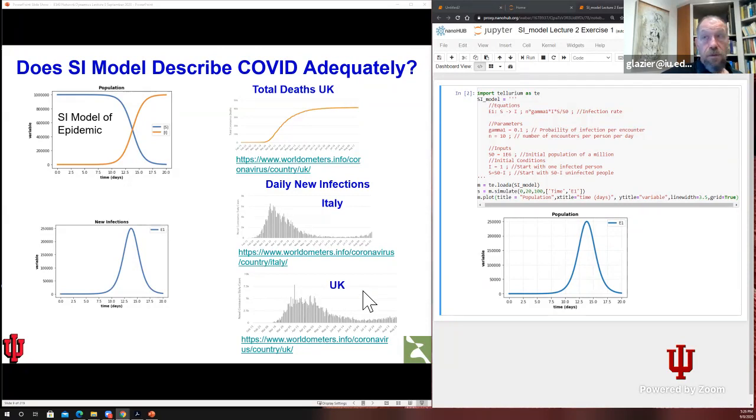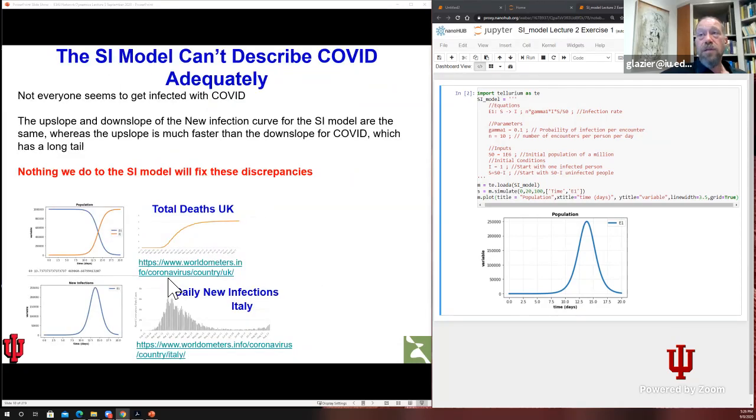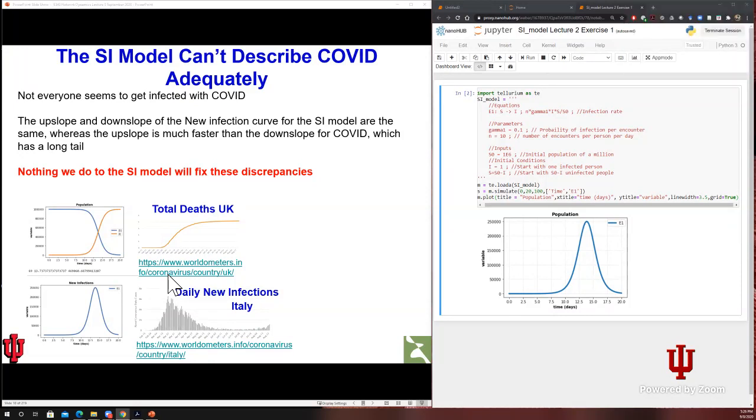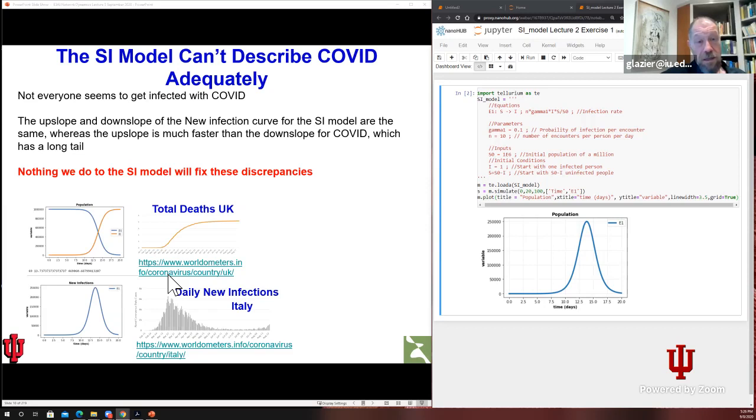But the basic shape of this curve is not symmetrical. And nothing we do to this simple SI model is going to make this curve asymmetrical. Not possible. And so we're fundamentally stuck just looking at this, what I would call semi-quantitatively. We can see that this SI model could never give us a reasonable explanation of what we're seeing. And that's actually not something you can say always about models.